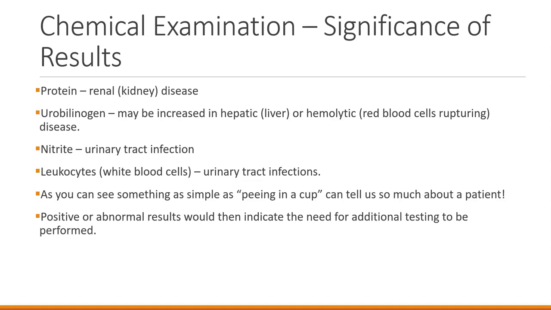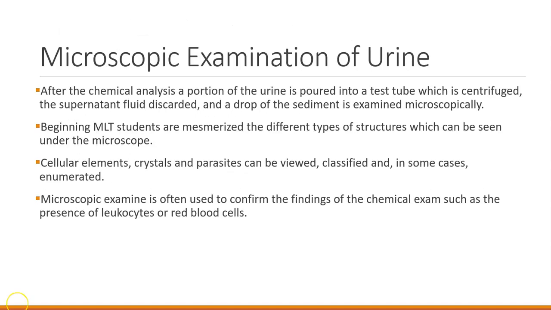Leukocytes, also known as white blood cells, also indicate urinary tract infections. So when you put the three things together, leukocytes, nitrites, and blood, if all three are present, then this would definitely indicate that a culture of the urine needs to be done. As you can see, something as simple as peeing in a cup can tell us so much about a patient. Positive or abnormal results would then indicate the need for additional testing to be performed.